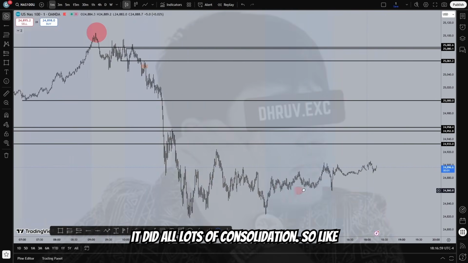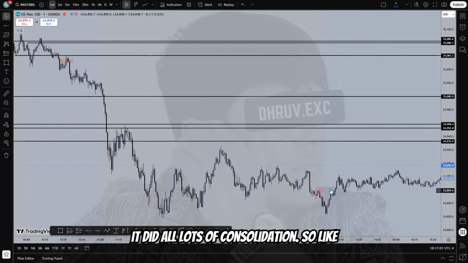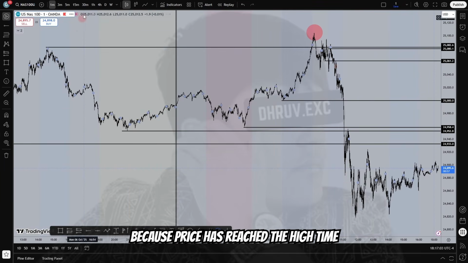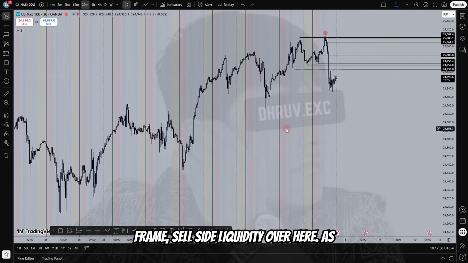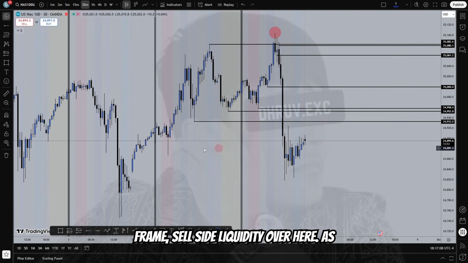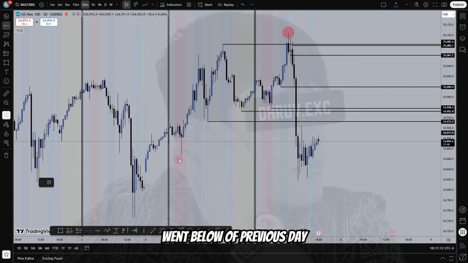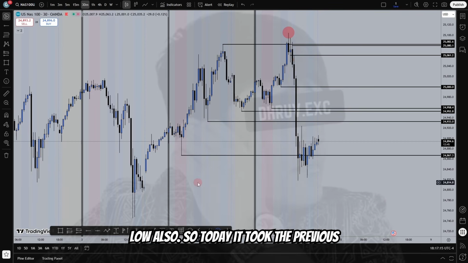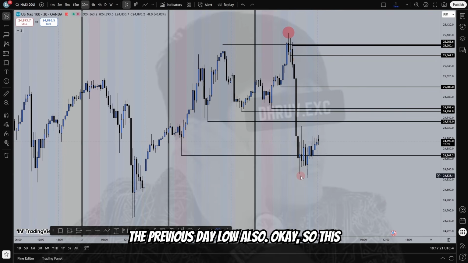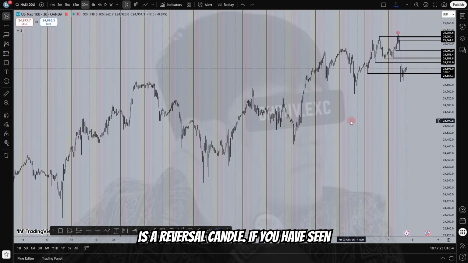And in the afternoon session it did lots of consolidation, because price has reached the high time frame sell side liquidity over here, as you guys can see that it went below the previous day low also. So today it took the previous day high and then it went down and took the previous day low also. Okay, so this is a reversal candle.